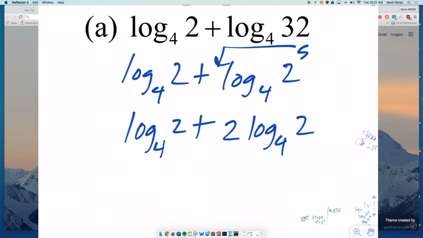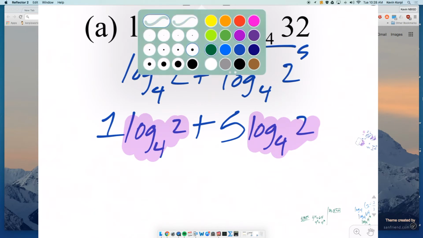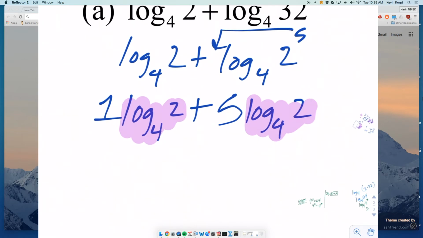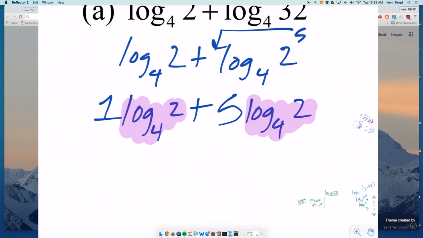And now look what we have here. I have 1 log base 4 of 2, plus I wrote 2 instead of a 5. I'll fix it. Plus 5 of those. So I have 1 of those plus 5 of those. Those are called like terms because they're like logs. So what's 1 of those plus 5 of those? How many do I have of those? I like your sense of humor. I think we have 6 of those. Maybe we can scrounge up another one somewhere else. But right now we just have 6. 6 log base 4 of 2.